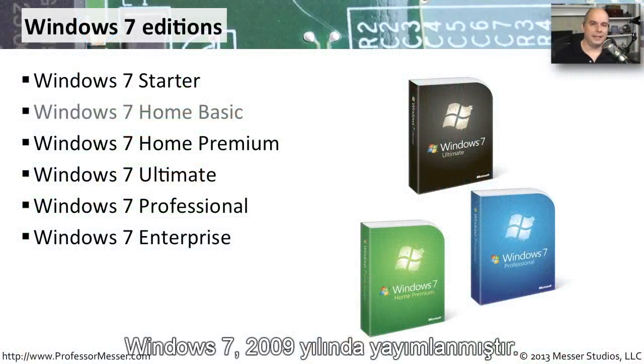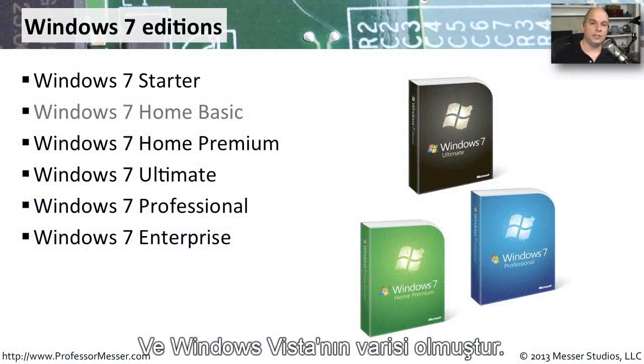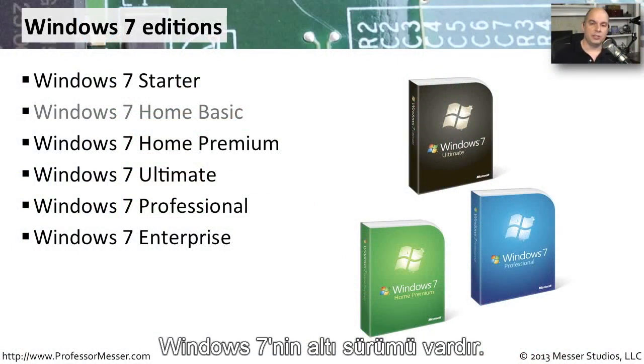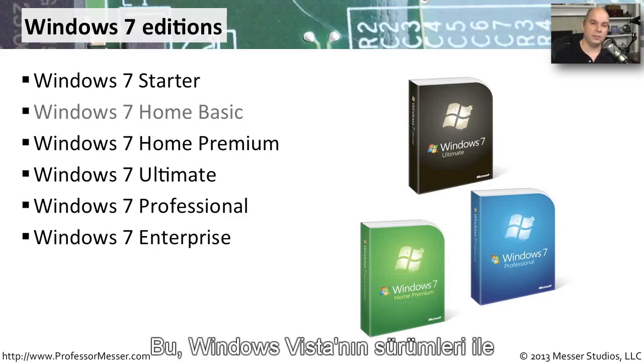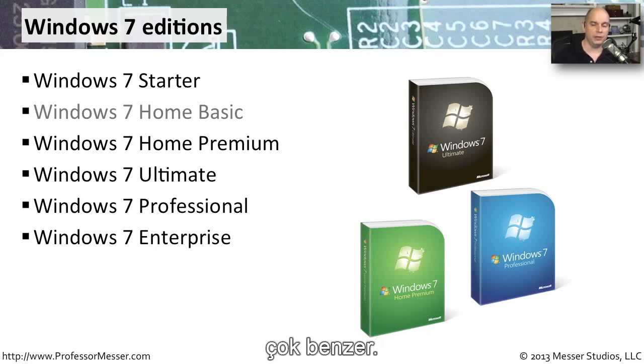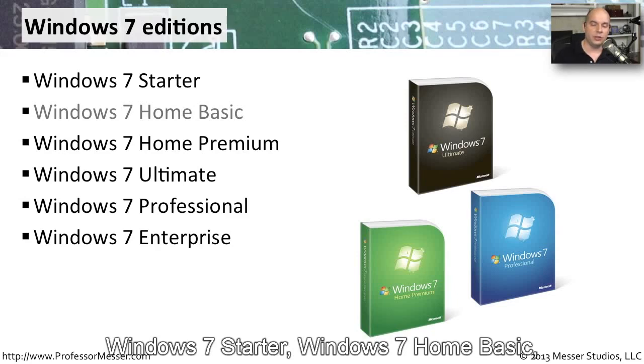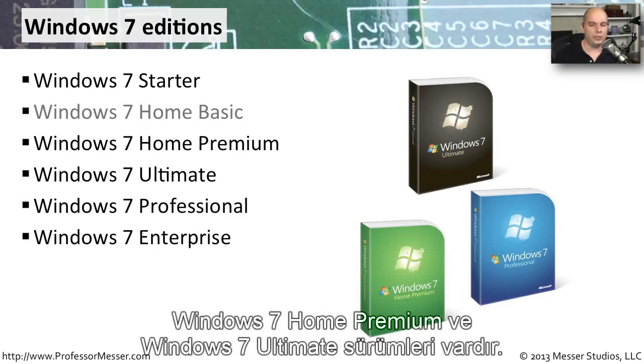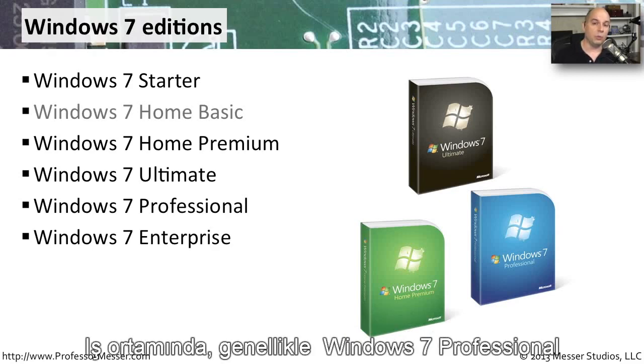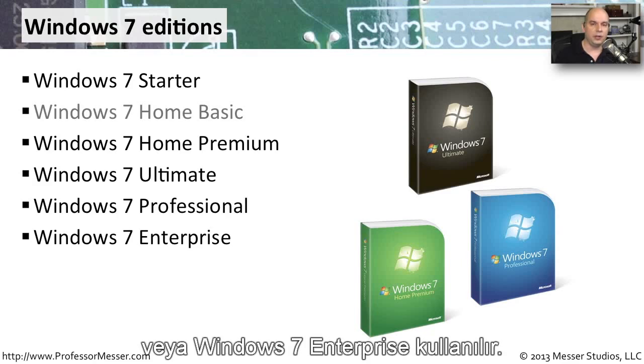Windows 7 was released in 2009, and it was the successor to Windows Vista. There are 6 editions of Windows 7 that were introduced. This is very similar to the editions that were in Windows Vista. There's a Windows 7 Starter, a Windows 7 Home Basic, a Windows 7 Home Premium, and a Windows 7 Ultimate. For use at work, you would commonly see Windows 7 Professional or Windows 7 Enterprise.